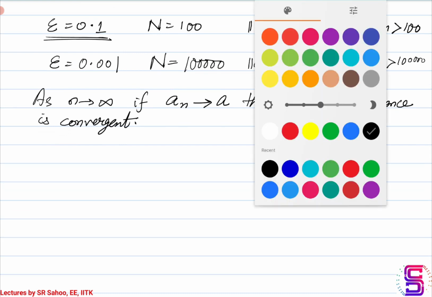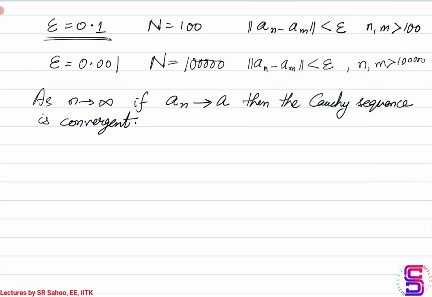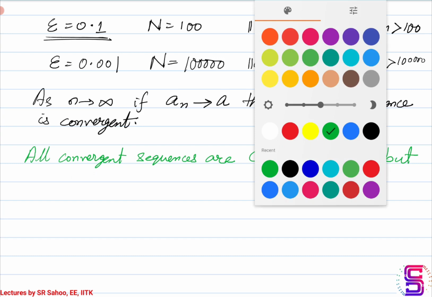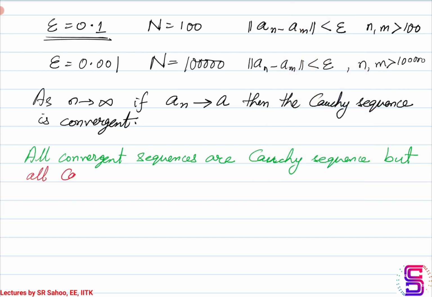So please note that all convergent sequences are Cauchy sequences, but all Cauchy sequences are not convergent.